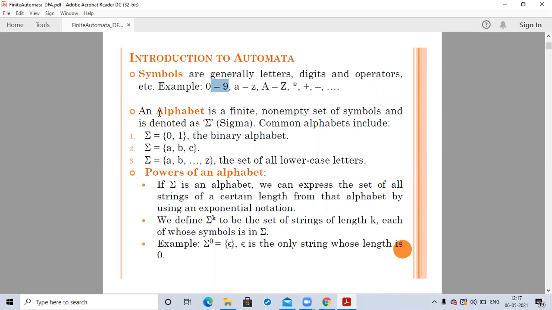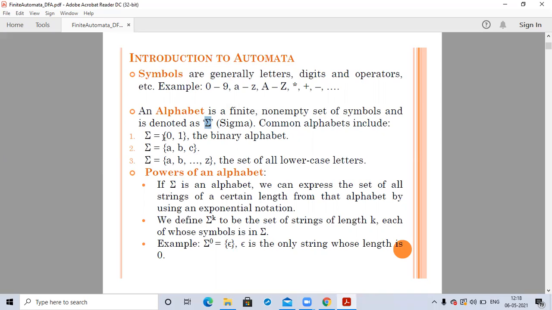Coming to the next term, that is the alphabet. It's a very important term in automata theory. An alphabet is a finite, non-empty set of symbols, and it is always denoted with the symbol sigma. If you are defining an automaton, it needs to be defined over some alphabet. So the alphabet is denoted with sigma, and it is a finite and non-empty set of symbols. Remember that.